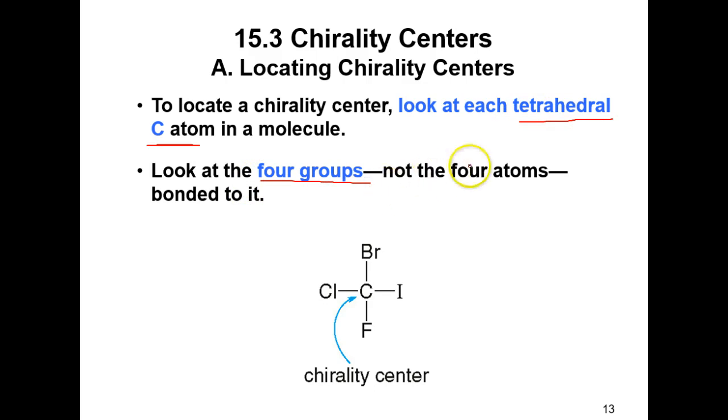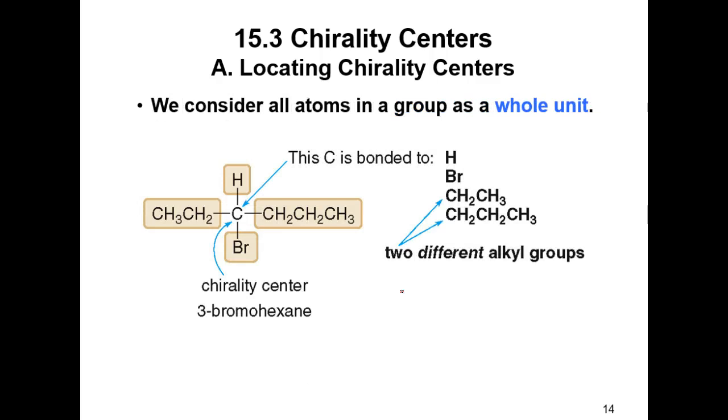Okay, not necessarily 4 atoms. I mean, it could, but we'll show you an example in a bit. But this is a chiral center because you have 4 different groups around the carbon. If I had a bromine here, then I have 2 of the same groups, therefore it would be achiral. But I don't have that. I have an iodine, 4 different groups.